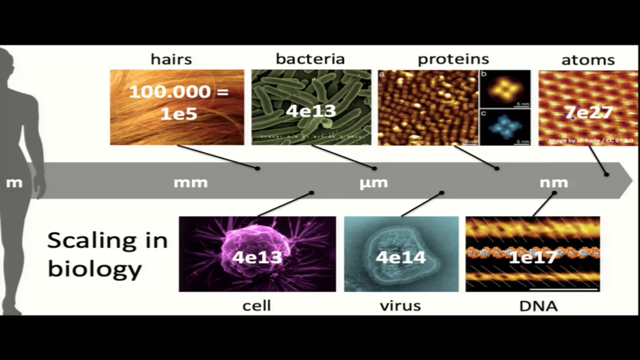And if we go even smaller, we're on the scale of DNA, 1 nanometer size. This is also an STM image of DNA, where you can actually see the spiral structure. And if we go 10 times smaller than DNA, we're at the scale of individual atoms again. So this is the scale of biology. This is our scaling in biology.